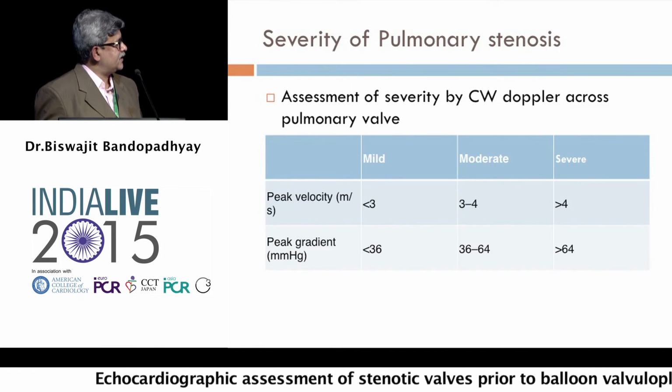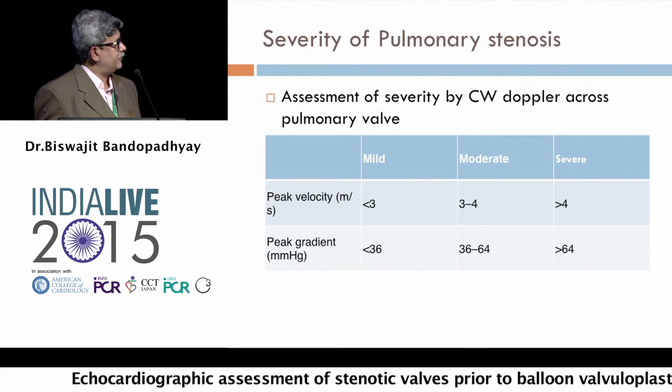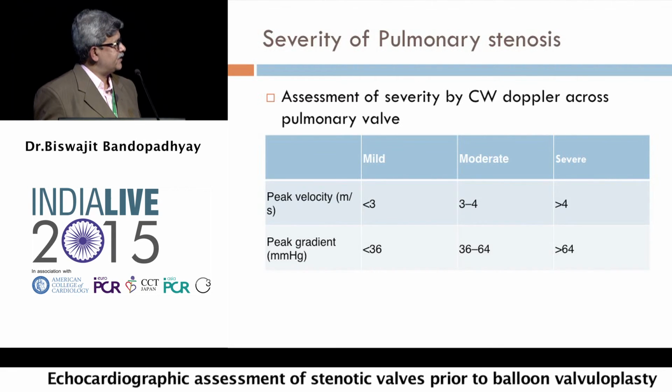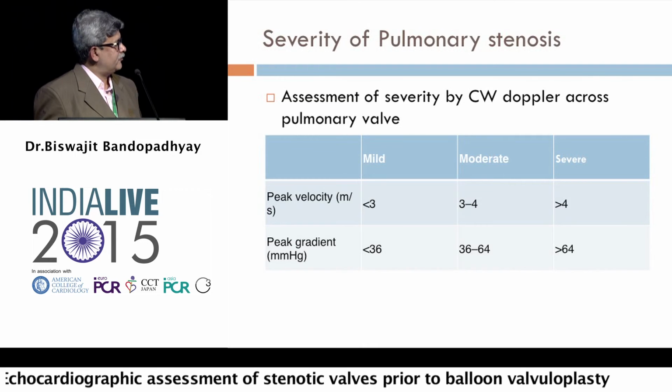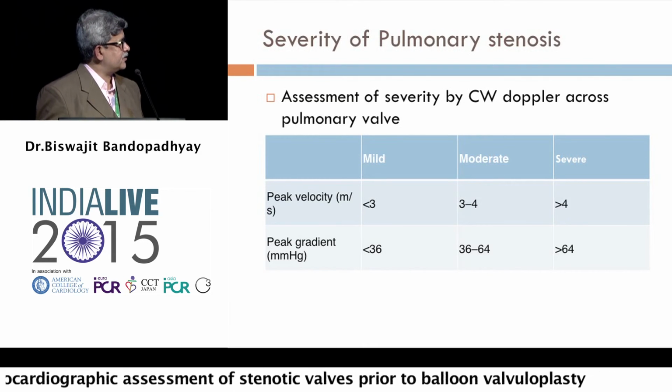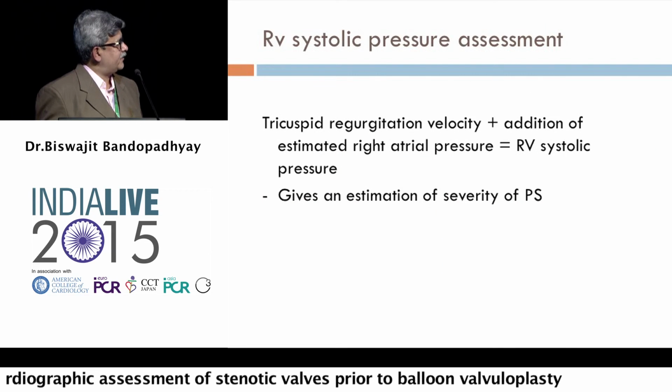Severity-wise, mild is less than 3 meters per second, and when it exceeds more than 4 meters per second, then it is severe stenosis. And peak gradients more than 64, that is 4 meters per second, it is considered severe stenosis. And you can always get the RV systolic pressure measurement by taking the TR gradient.